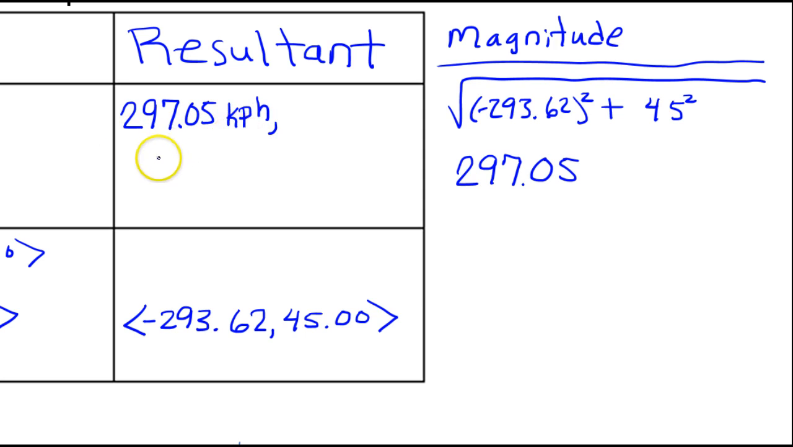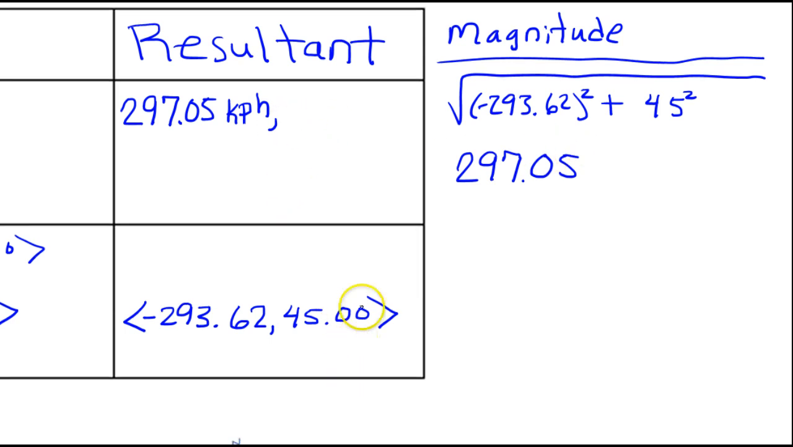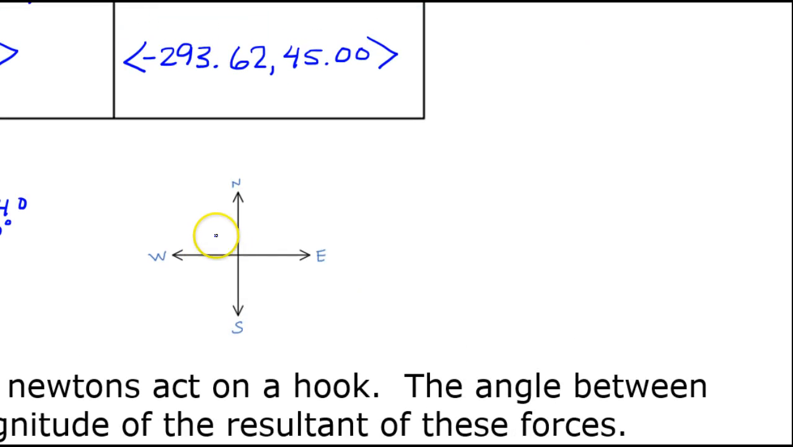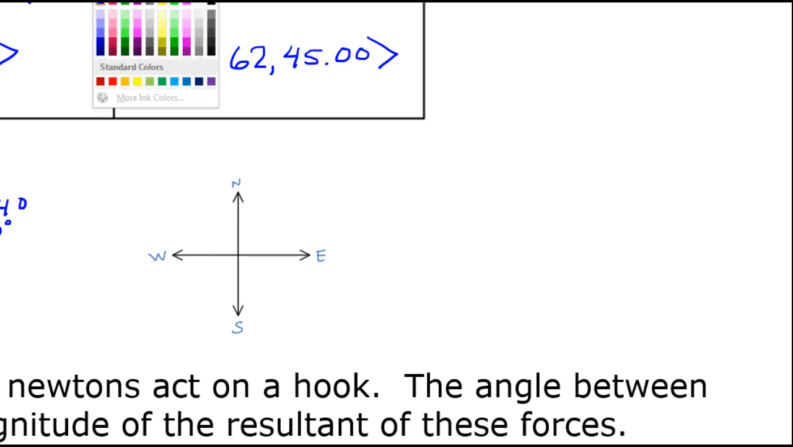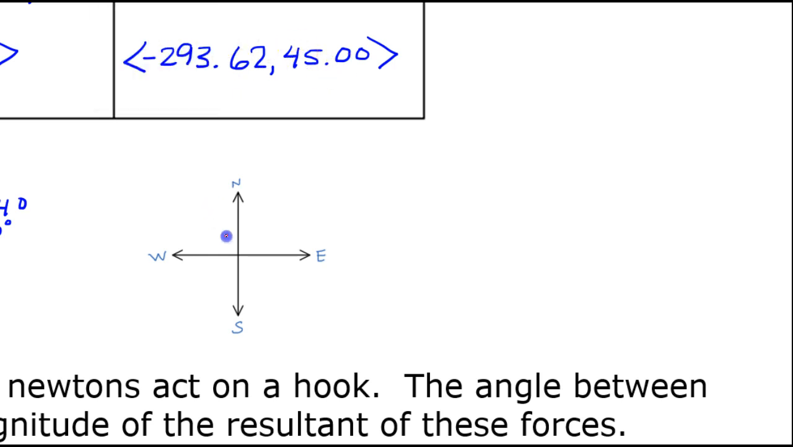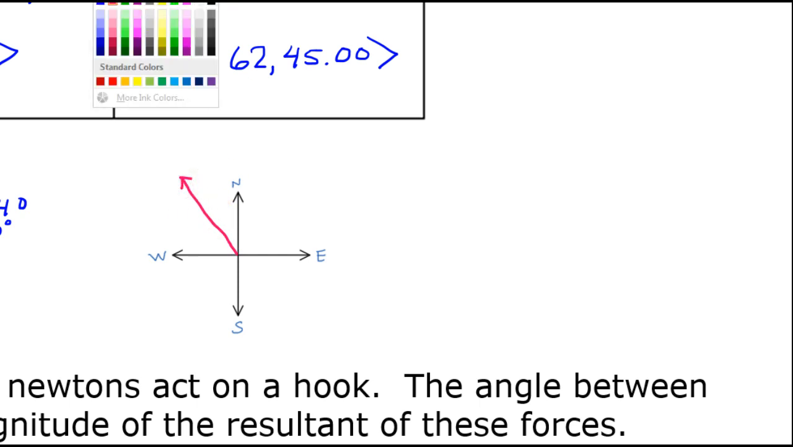So that is the magnitude of the resultant, kilometers per hour. That is going to be the overall speed of the plane combined with the wind effect. But I still need to find the direction. So let's consider this diagram. Because I have negative 293.62 and positive 45, that means we are dealing with a west direction and a north direction. In other words, we are in the second quadrant. So draw your vector in the second quadrant.